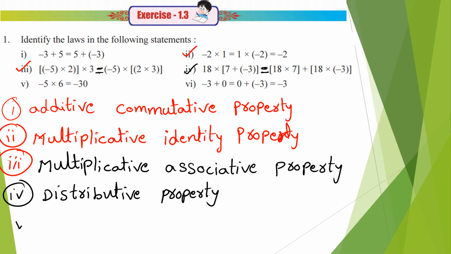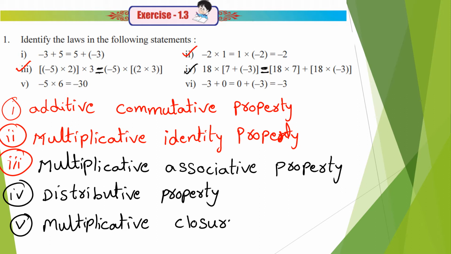Now the fifth one. Minus 5 into 6 equals minus 30. Yes, it is the multiplicative closure property. Multiplicative closure property.